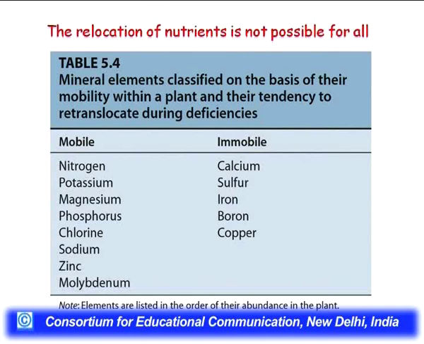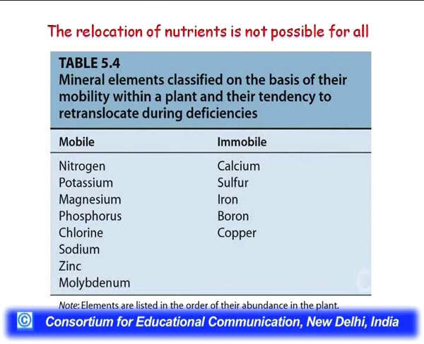Now, some are immobile, or actually should be said as less mobile, like calcium, sulfur, iron, boron and copper. So these elements are comparatively less mobile. For example, again nitrogen: nitrogen metabolism requires molybdenum and iron. Now molybdenum is mobile, it can move, but iron is not. So naturally, the plant will need a continuous supply of iron to have the nitrogen deficiency met, because it cannot get it from the older leaves. So the deficiency symptom is also associated with how mobile an element is.